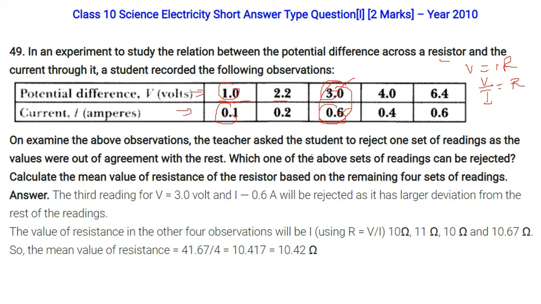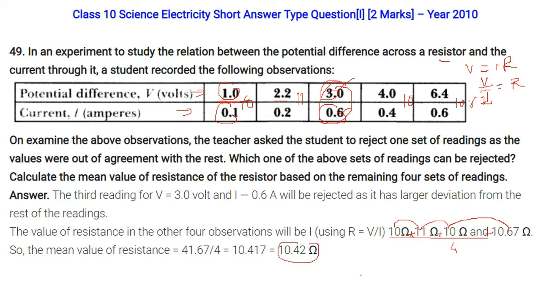So the value of resistance in the other 4 observations will be V by I. So 1 by 0.1 is 10, and 2.2 by 0.2 is 11, and then 4.0 by 0.4 is again 10, and 6.4 by 0.6 is 10.67. So what will be the mean resistance? We add 10, 11, 10 and 10.67 and divide by 4. So we add them, this plus this plus this plus this, and divide by 4. So you get 10.42.